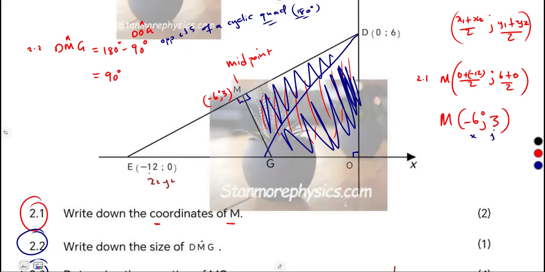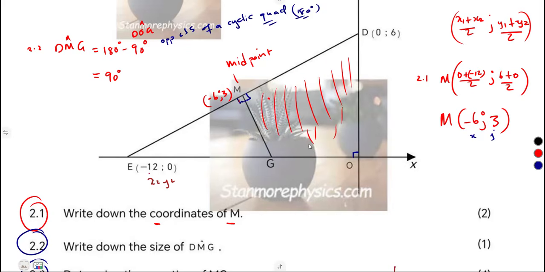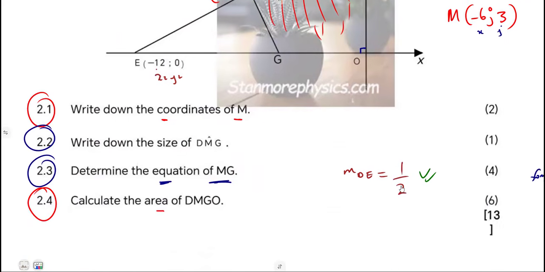You can do it that way. It is in your hands. As for me, I'm just going to work with the bigger triangle, then subtract the smaller triangle. This is 2.1, sorry for that. This is 2.4.